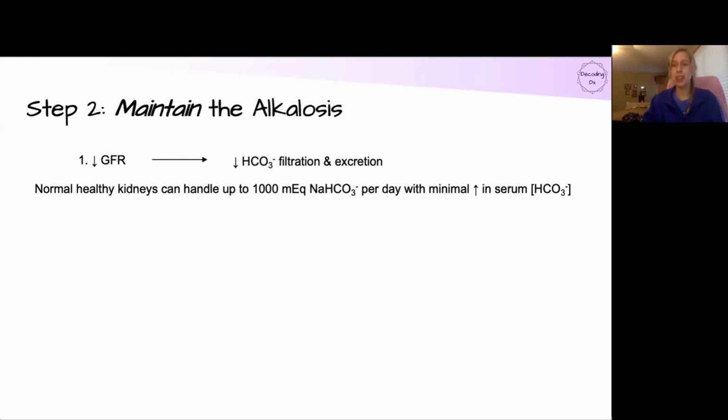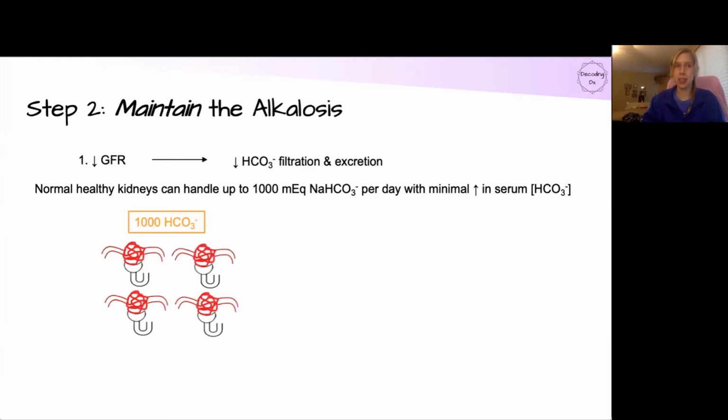Let's use a quick example to understand this. Let's say we have a set of 2 fully functional kidneys, represented by my lovely drawing of 4 nephrons here. If we were to add 1,000 milliequivalents of bicarbonate to these 2 healthy kidneys, it would be distributed equally among all the different nephrons. They would each handle part of the load, and the kidneys would be able to handle this bicarbonate without letting it accumulate in the blood.